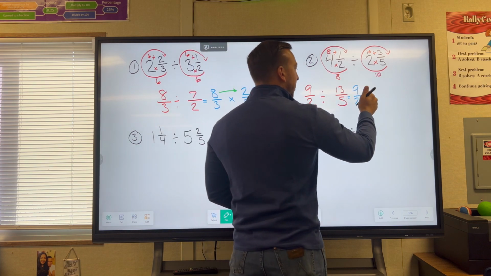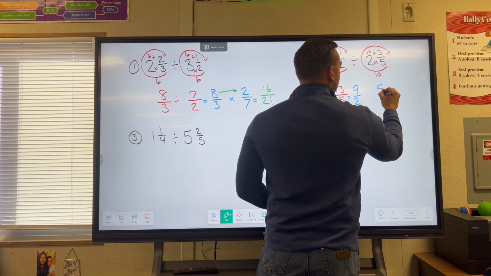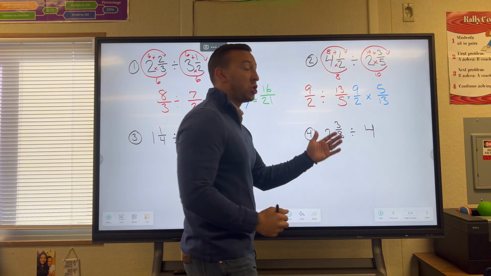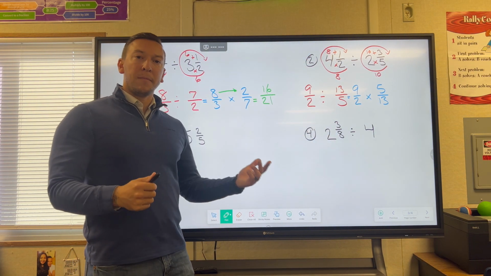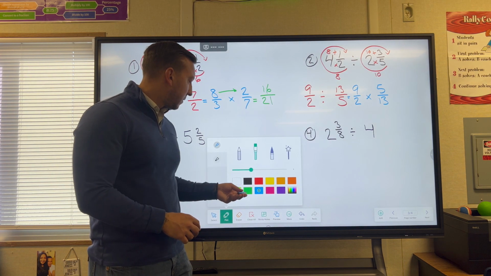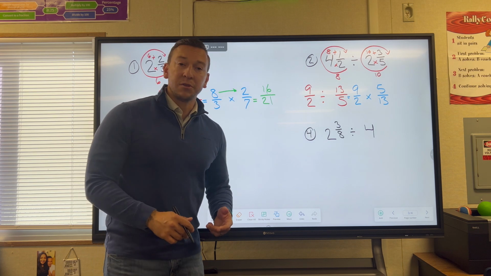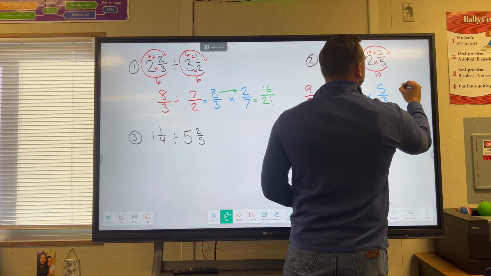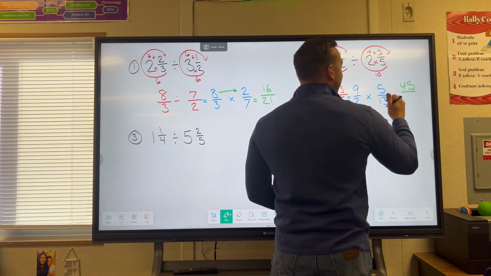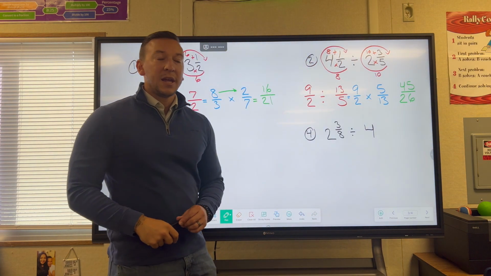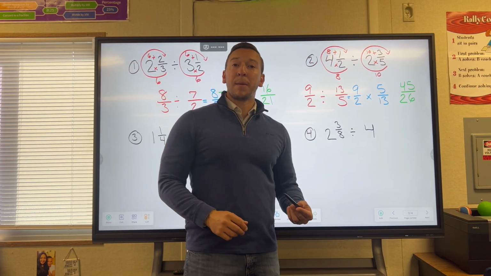Flip, find the reciprocal, 13 over 5, which is now 5 over 13, and change to a multiplication sign. Now we can solve. So let's do this. 9 times 5, well, that gets me 45. 2 times 13, that gets me 26. Now, we have an improper fraction.